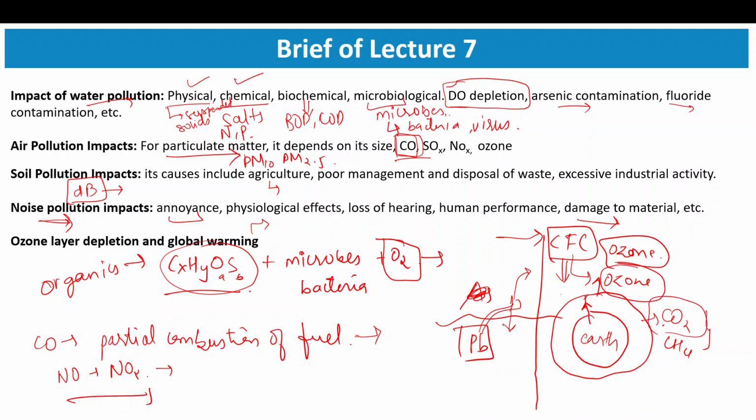Now this CO2 absorbs the infrared rays coming from the sun onto the surface of the earth, and due to the absorption of those rays, there will be some warming. It will not allow these rays to reflect back or go out of the atmosphere. So due to that, there will be some warming on the earth.